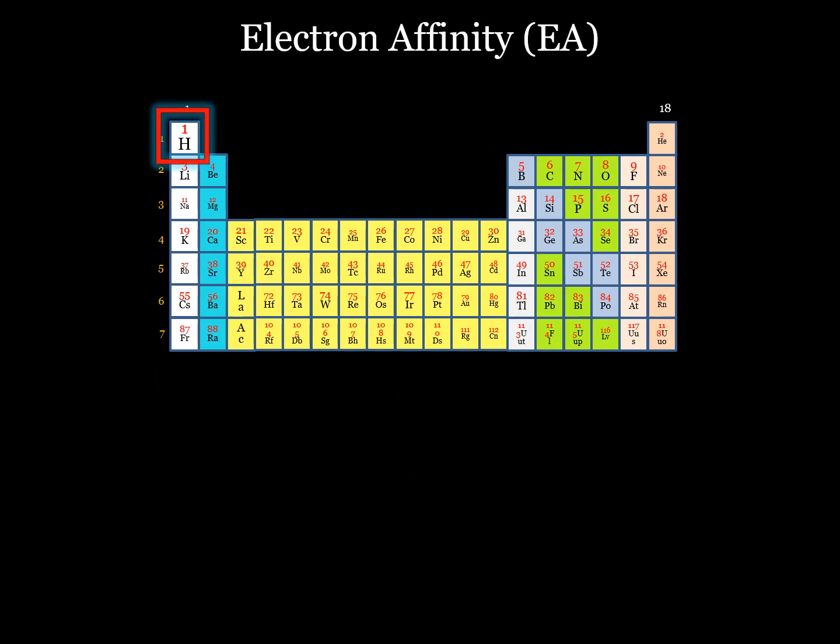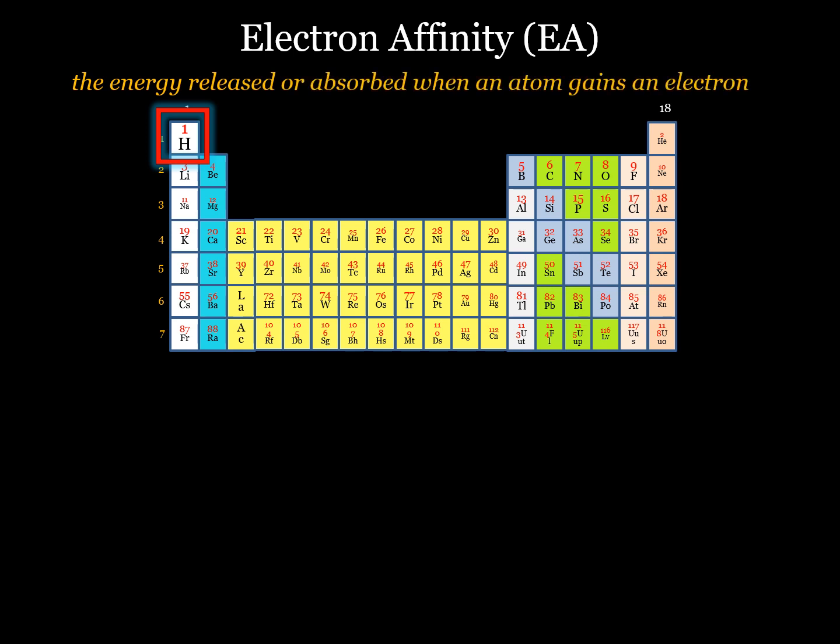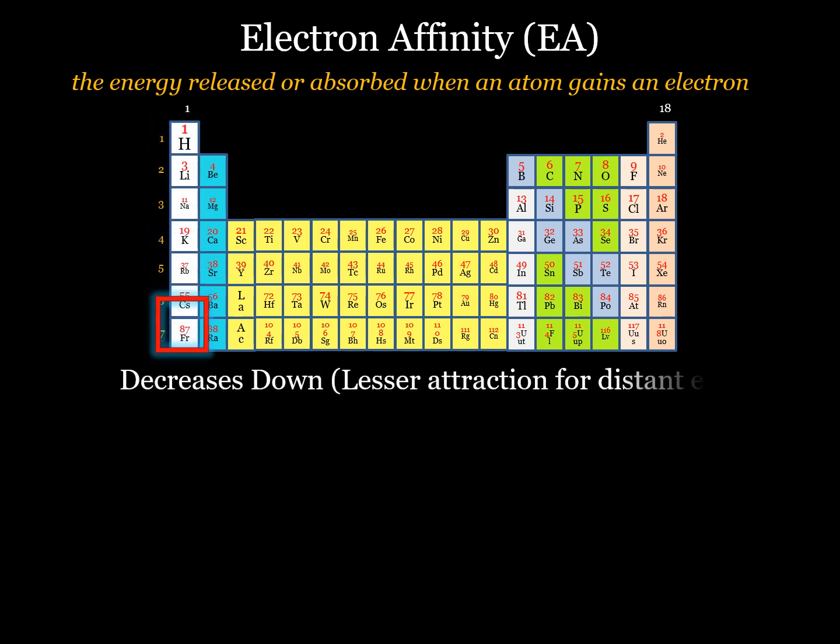The electron affinity also follows a trend in the table. Electron affinity is the energy absorbed or released when an atom gains an electron. Electron affinity decreases down the group because of lesser nuclear pull on the distant electrons. Therefore, less energy is needed to add an electron to an atom.